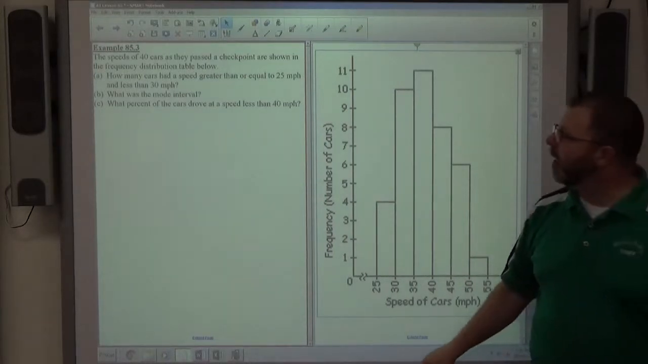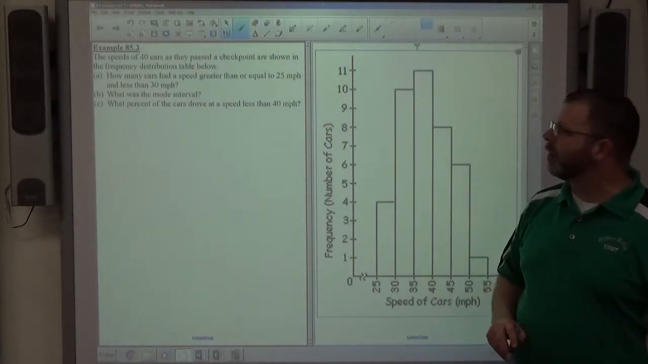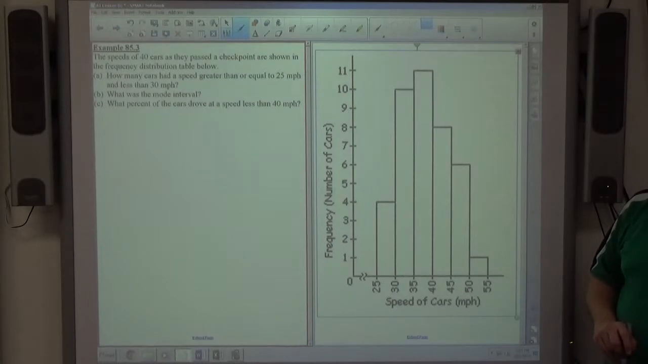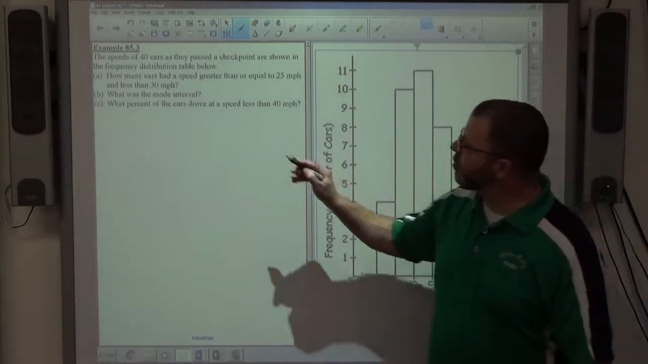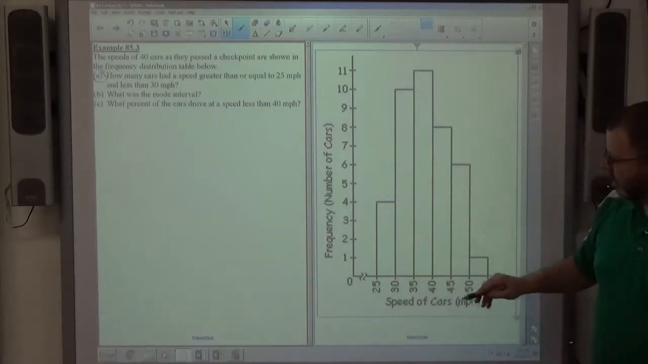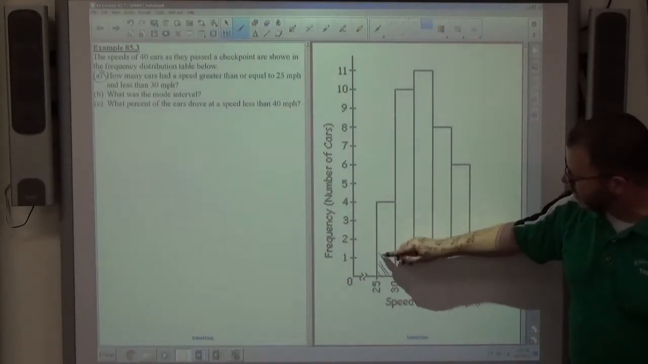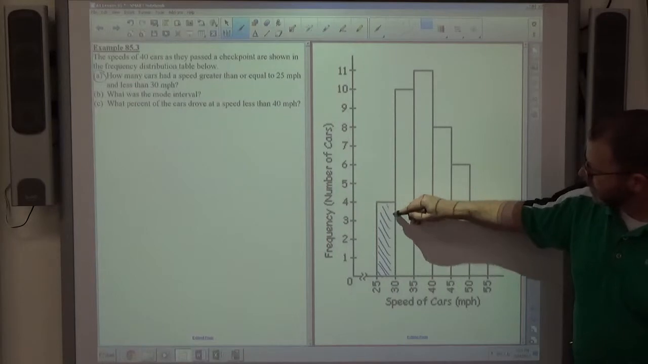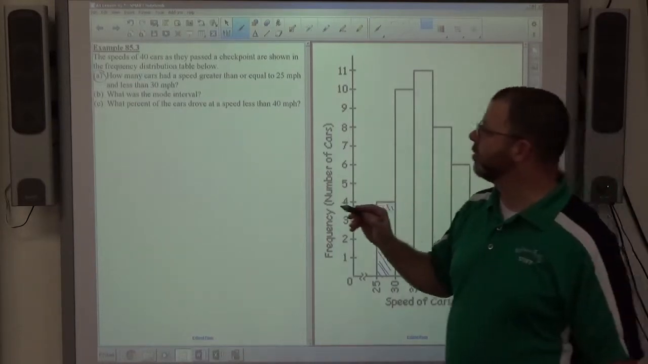And how many cars had a speed greater than or equal to 25 and less than 30? So for question A, greater than or equal to 25, less than 30 would be this interval here. Should be 4 cars. And the answer is 4. So A is 4.